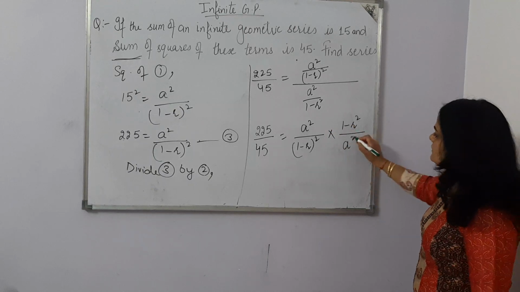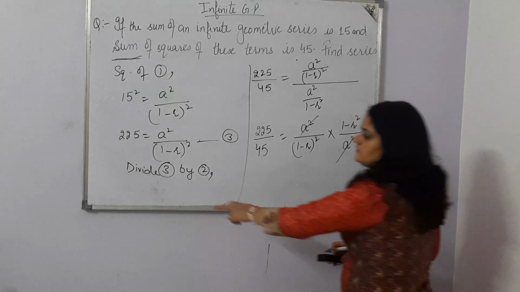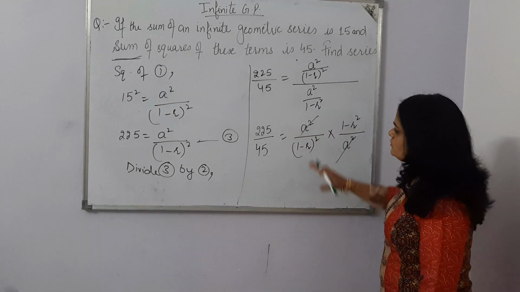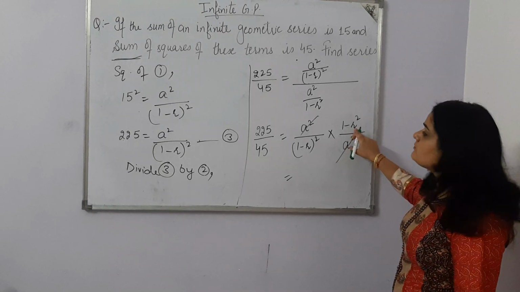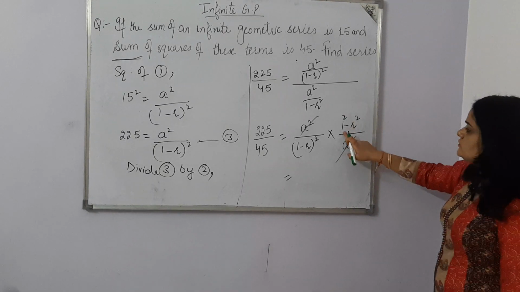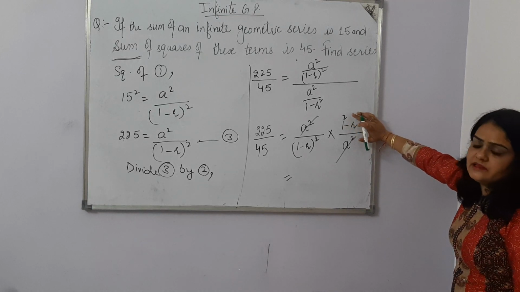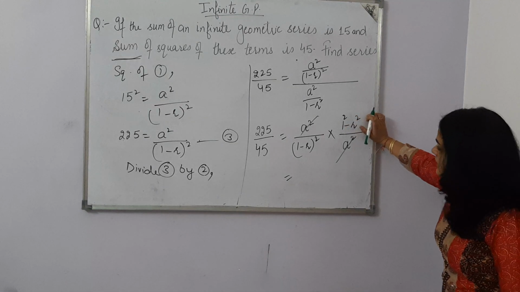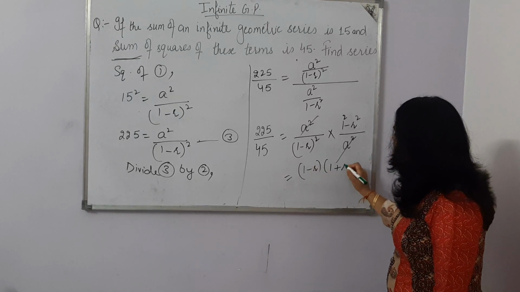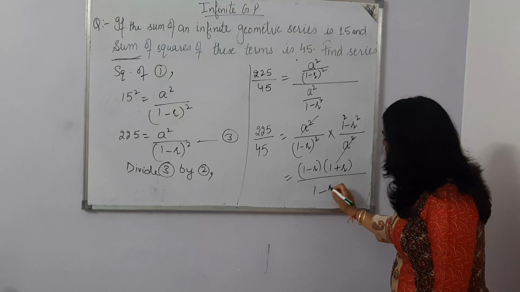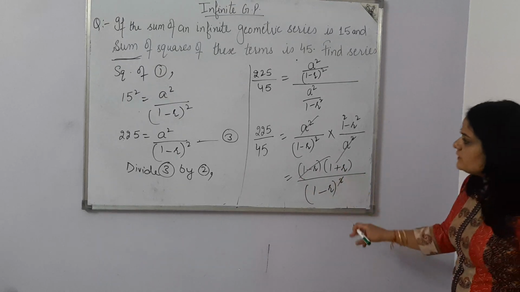225 by 45 equals a square upon 1 minus r whole square, multiplied by 1 minus r square upon a square. Reciprocate the denominator. A square will cut out with a square. This is the reason I have done division, just to cut a square with a square. And the formula applicable here is a square minus b square. If I write the square of 1, it is again 1. So 1 square minus r square, its formula is 1 minus r into 1 plus r. And here it is 1 minus r whole square. So 1 minus r will cut out with 1 minus r.